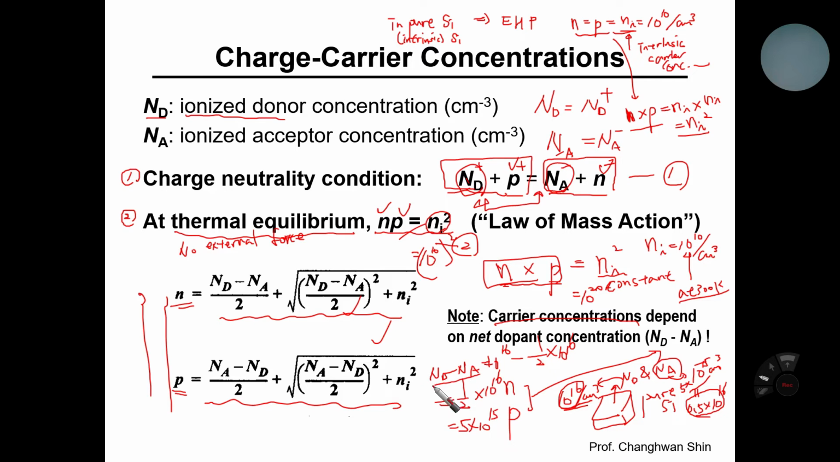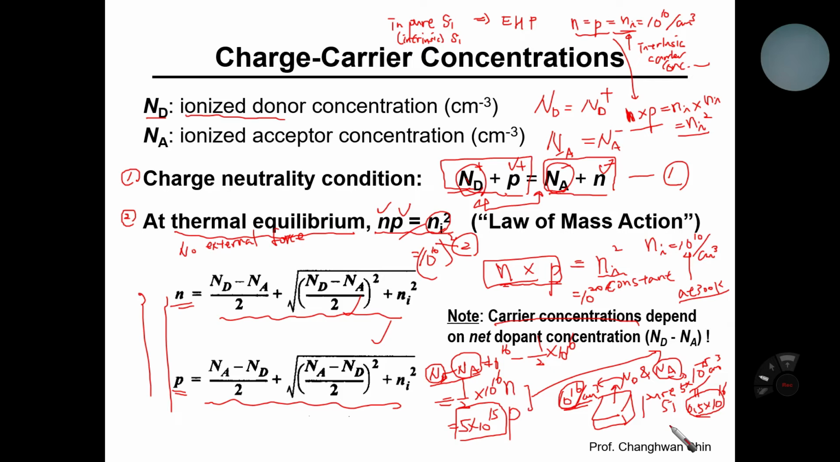So the amount of acceptor can cancel out. You know the meaning of cancel out or compensate the half amount of donor concentration. So the other half left behind can work as net dopant concentration.